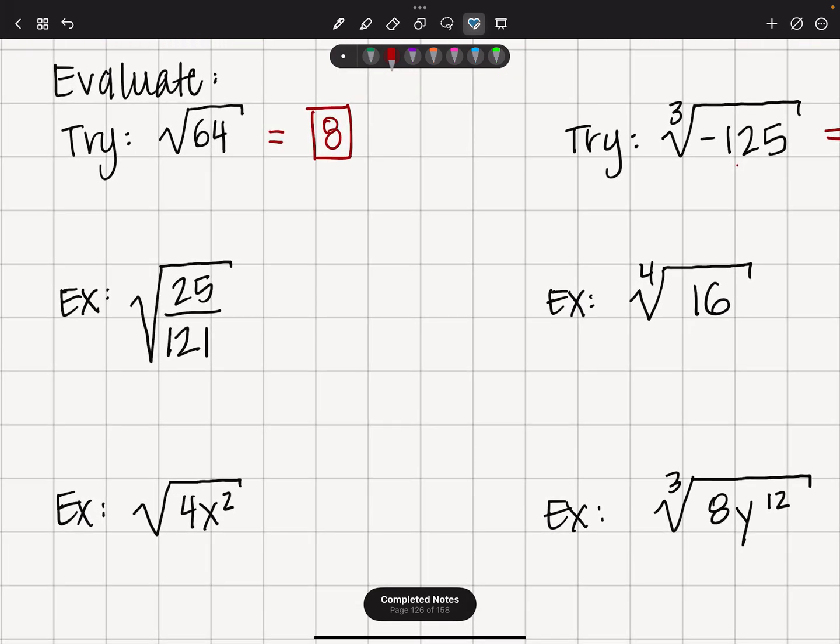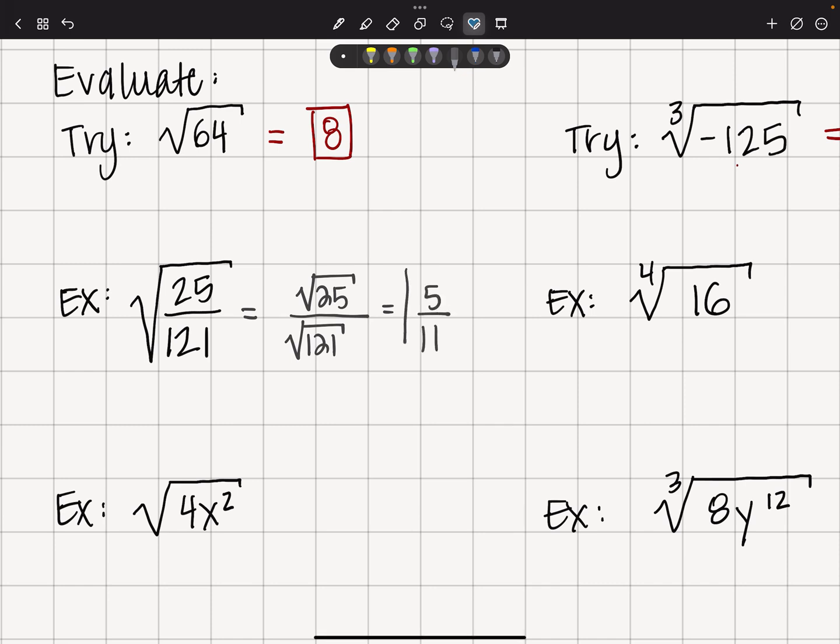Okay, now we have the square root of 25 over 121. That's the same thing as the square root of 25 over the square root of 121. The square root of 25 is 5, and the square root of 121 is 11. So the square root of 25 over 121 is 5/11.